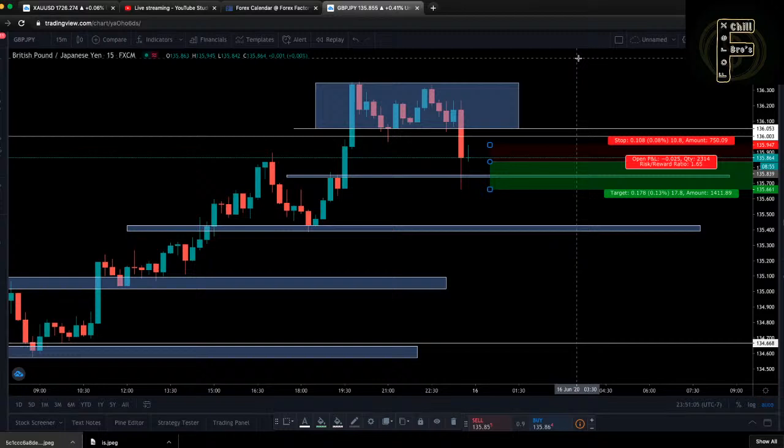You always need to try to find a lower risk. So if price is going the wrong direction, you find a lower risk and just boom, take your trade, get in and get out.